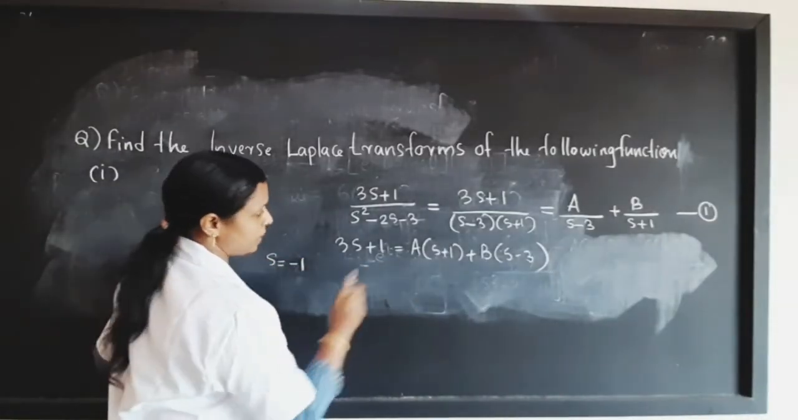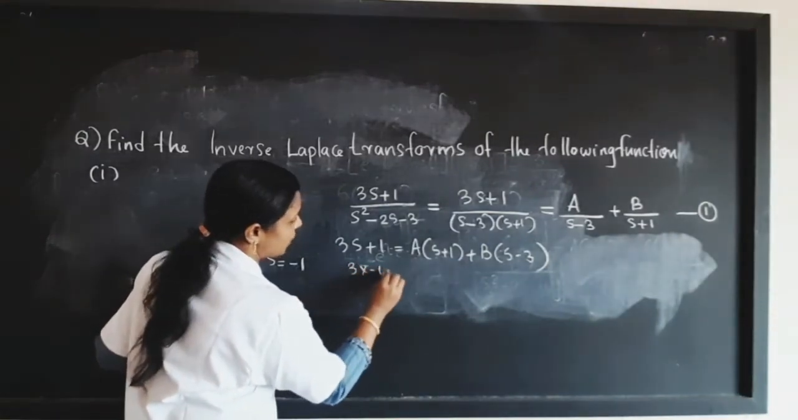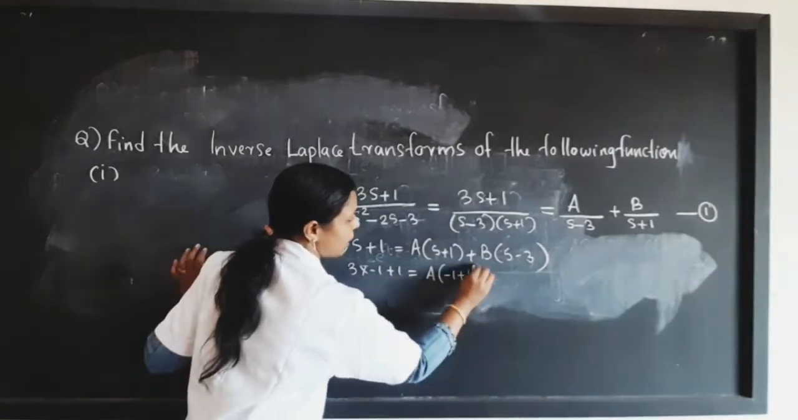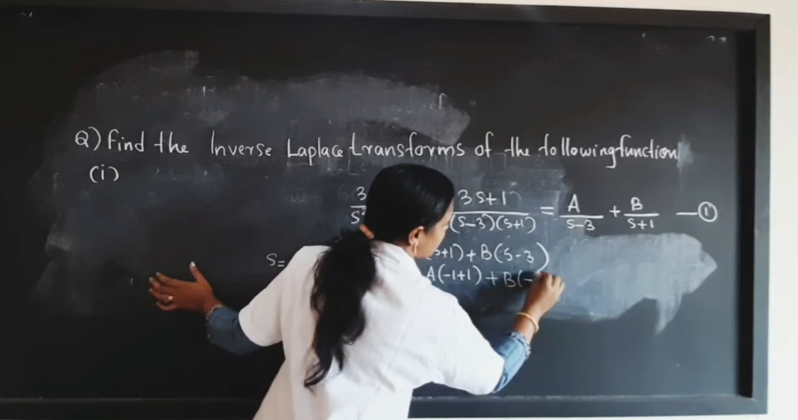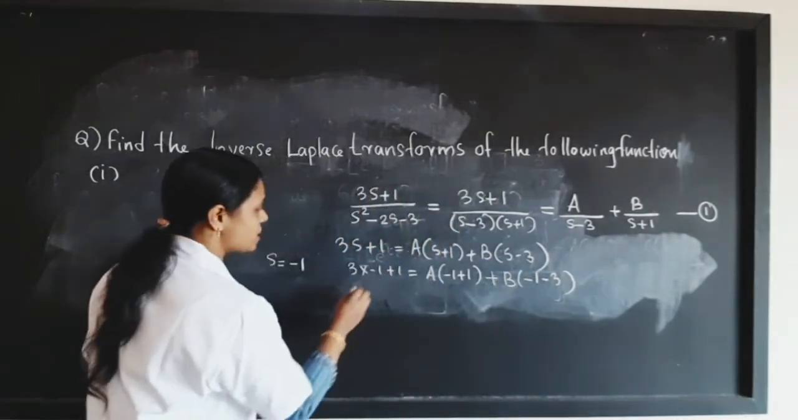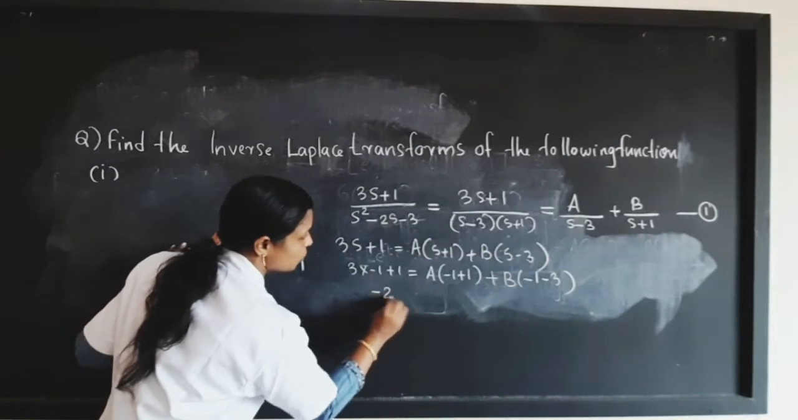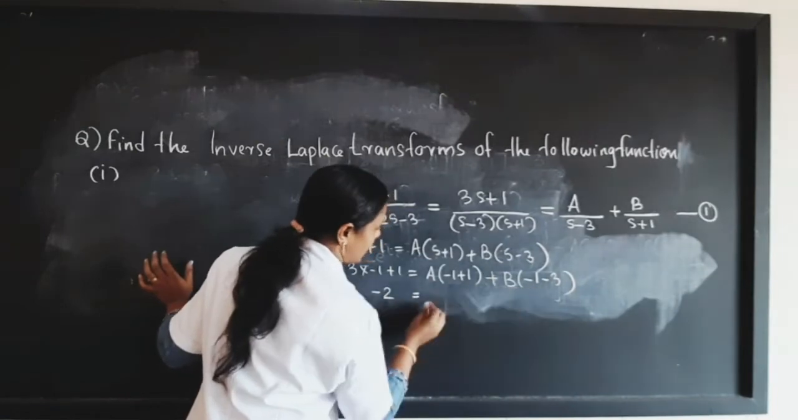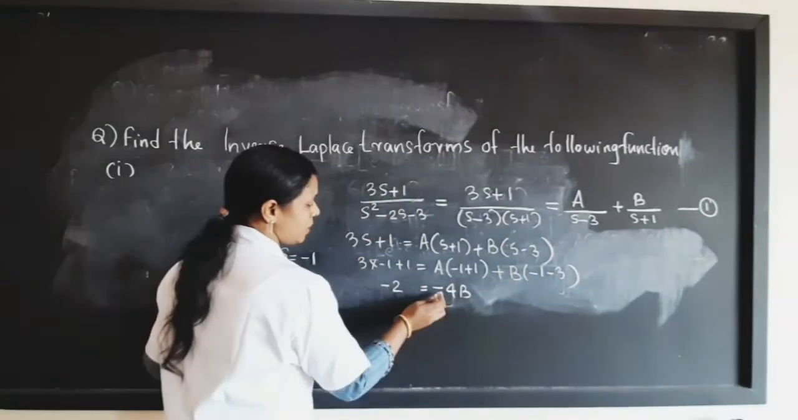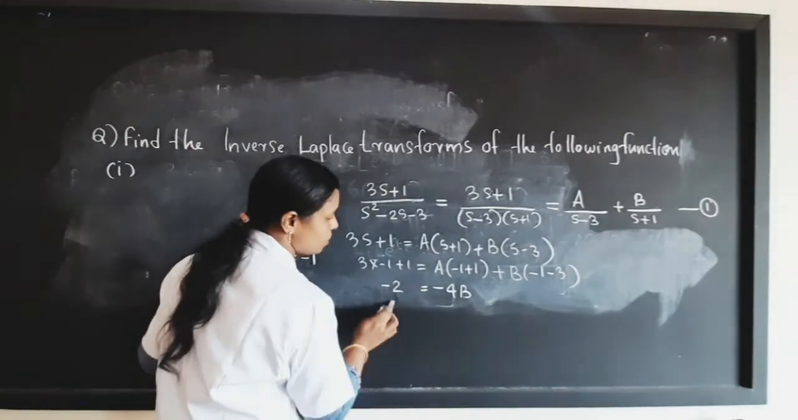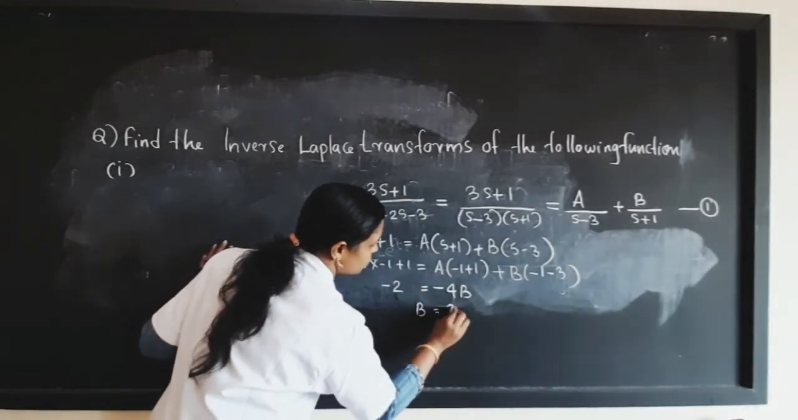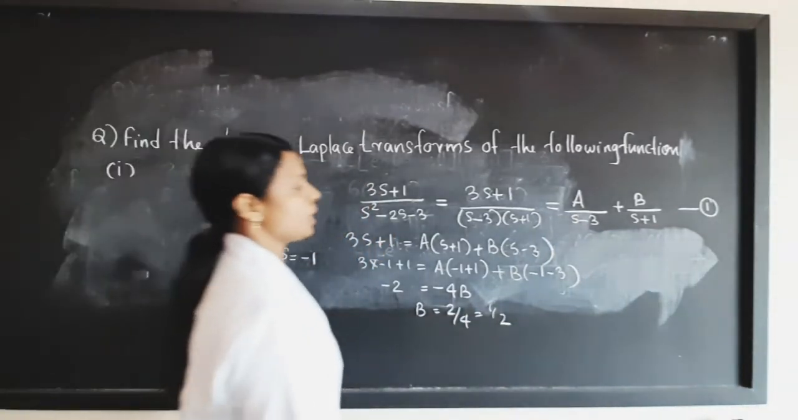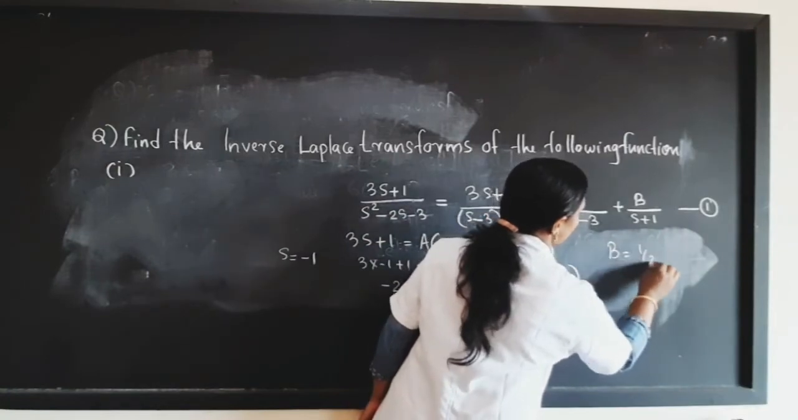In this equation we put s is equal to minus 1. We get b. 3 into minus 1 plus 1 is equal to a into (minus 1 plus 1) plus b into (minus 1 minus 3). We get minus 3 plus 1, that is minus 2, equal to 0 plus b into minus 4, that is minus 4b. The negatives cancel, we get 4b is equal to 2, that is b is equal to 2 by 4, that is 1 by 2. So b is equal to 1 by 2.